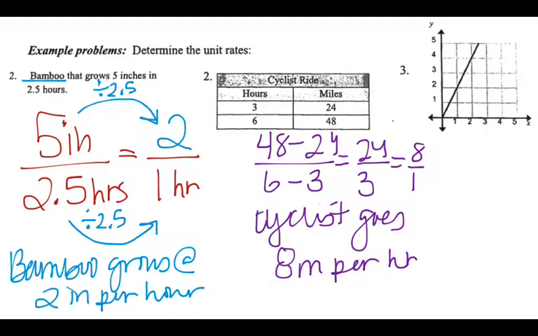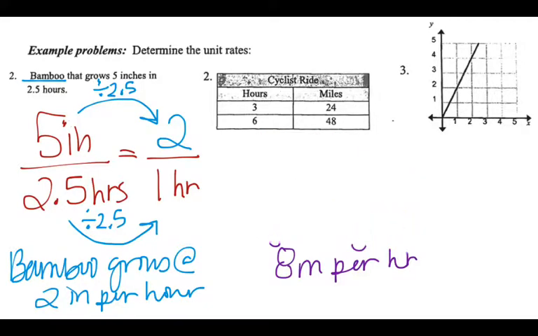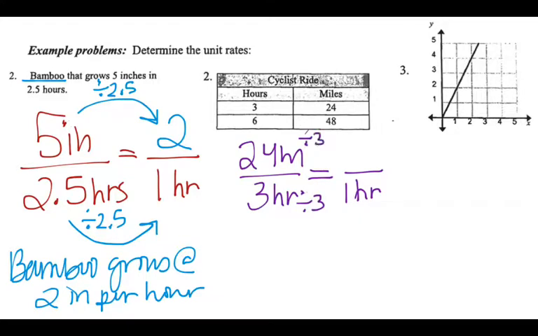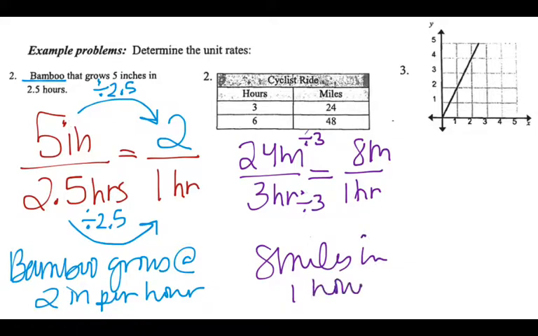Okay. The other option you could have done for this problem would have been, I could have said, if I go 24 miles in 3 hours, how much in 1 hour? And I could do the same thing I did on number 1. I say, well, 3 divided by 3 is 1 hour, so 24 divided by 3 is 8 miles. 8 miles in 1 hour. That's my unit rate for the cyclist.